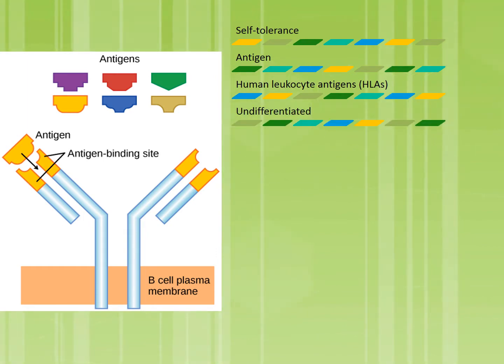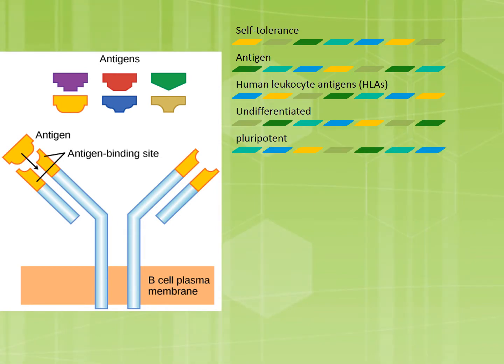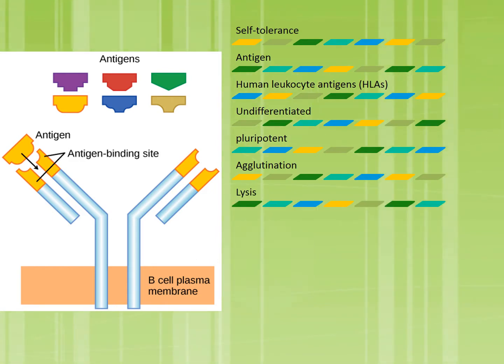Undifferentiated cells are the immature stem cells produced in the bone marrow. Stem cells have more than one potential outcome, identifying them as pluripotent cells. Agglutination occurs during the antibody binding process when antibodies link antigens together to form large and small immune complexes. Lysis is an immune response of destroying invading microorganisms by breaking the cell membrane.